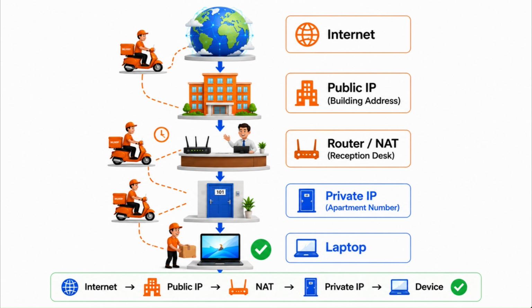Think of it like food delivery. Building address is public IP, apartment number is private IP, reception desk is NAT, road network is internet. The delivery driver first finds the building, then finds the apartment. Similarly, data on the internet first finds your network using a public IP address and then finds the correct device using a private IP address. That's why both public and private IP addresses are needed.